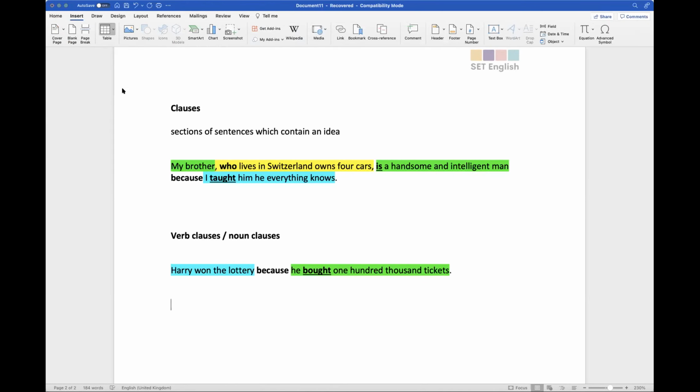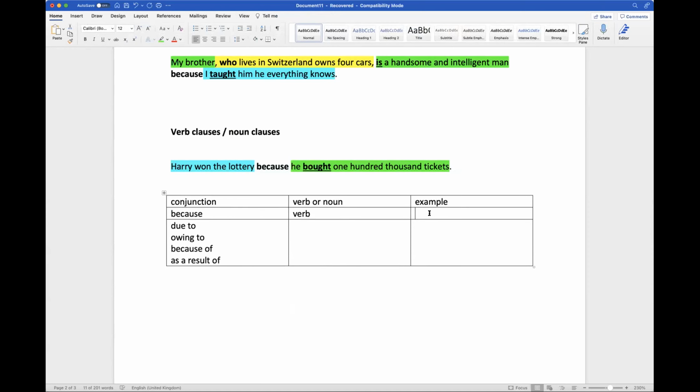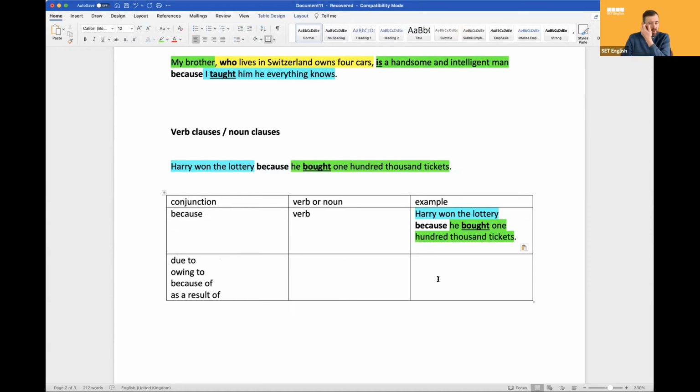Now, why? Let me delete these ones. Why have I put "followed by noun phrase"? So this is the conjunction. This is verb or noun. And here is our example. Because is followed by a verb phrase. I just did this example. Harry won the lottery because he bought 100,000 tickets. We've got a verb there.